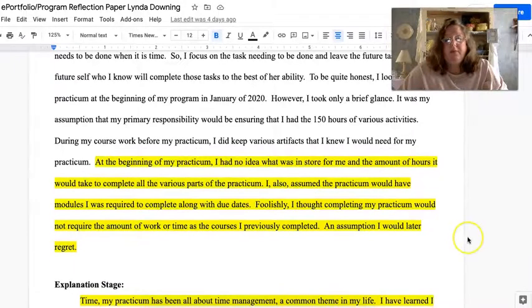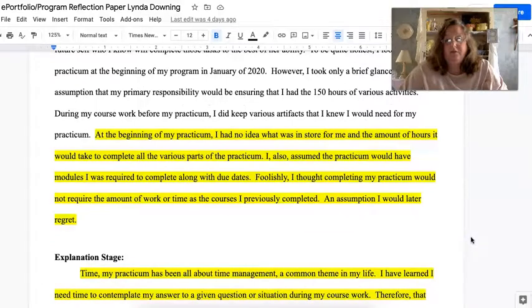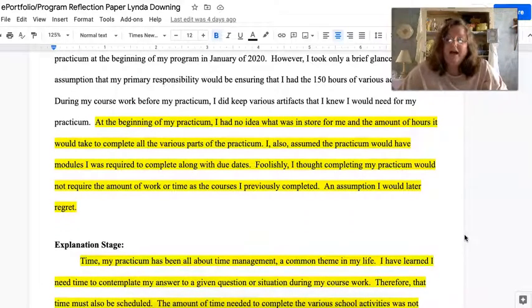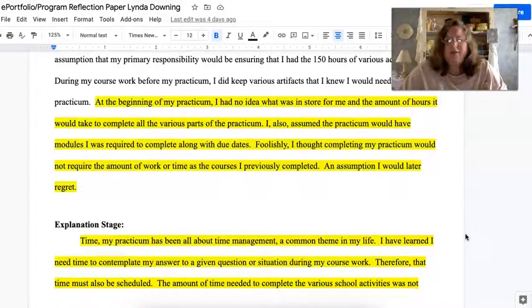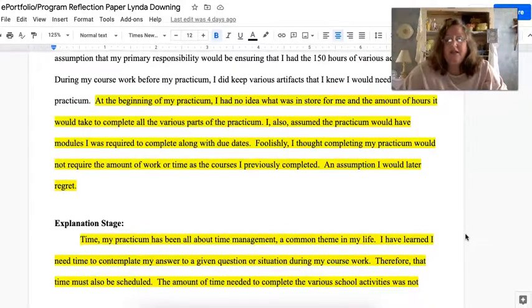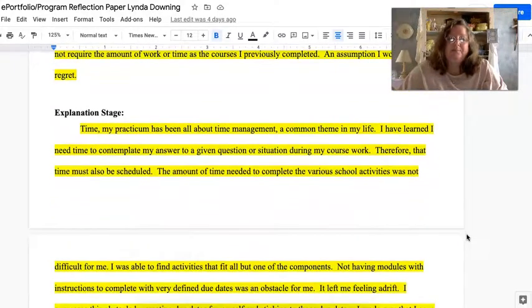So at the beginning of my practicum, I had no idea what was in store for me and the amount of hours it would take to complete all the various parts of the practicum. I also assumed the practicum would have modules I was required to complete along with the due dates. Foolishly, I thought completing my practicum would not require the amount of work or time that other courses I had previously completed, an assumption I would later regret.